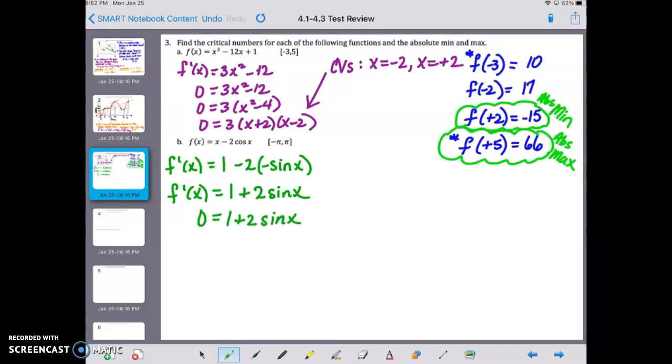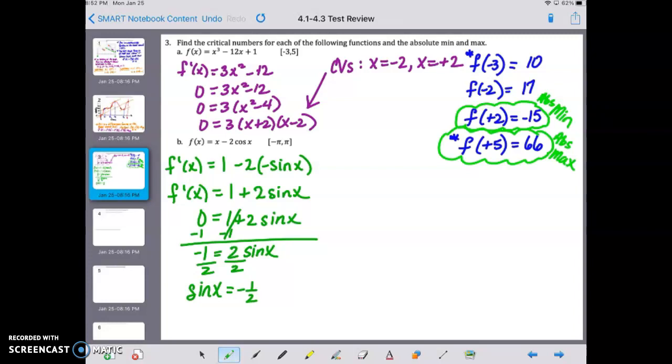And if I want to know what x values make this 0, I'm going to do a little bit of algebra here. So I'm just going to subtract 1 from both sides. Negative 1 is equal to 2 times sine x. And then I'm going to divide by 2. So then I get sine x is equal to negative 1/2.